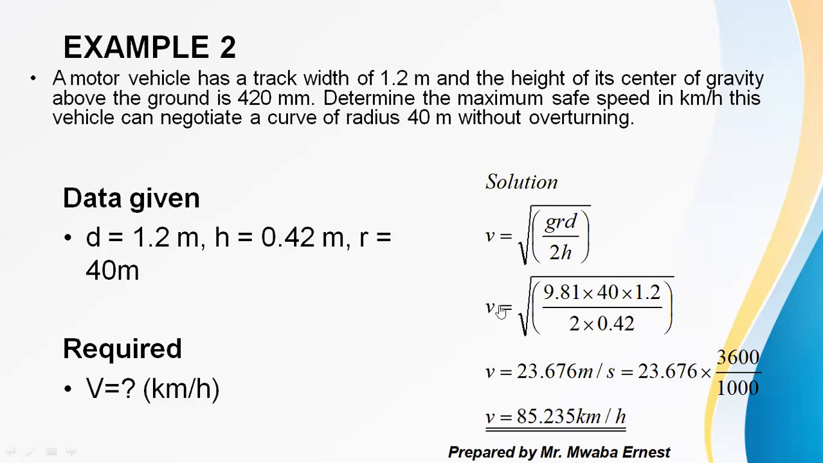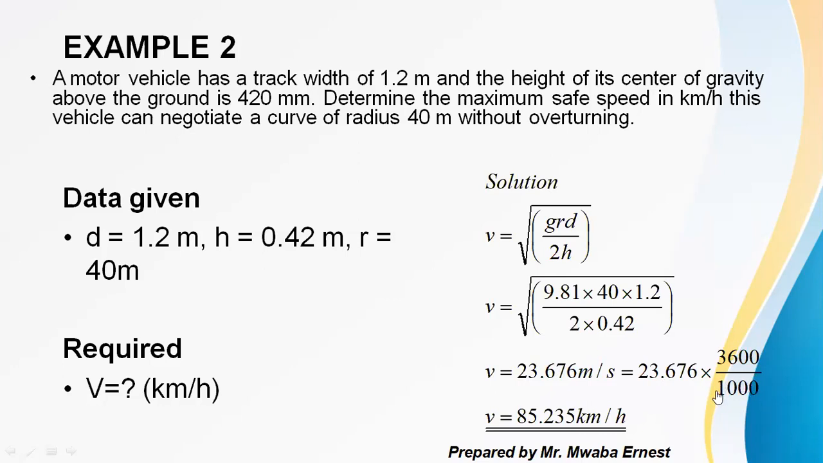Then, since we've already made v the subject, we can just calculate this now and simplify all those. So when this is calculated, the end result is 23.676. It's in meters per second. But converting it requires that we take it from meters per second to kilometers per hour. We need to multiply by 3,600 and we divide by 1,000.